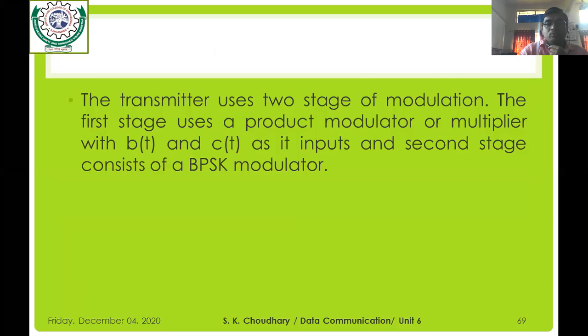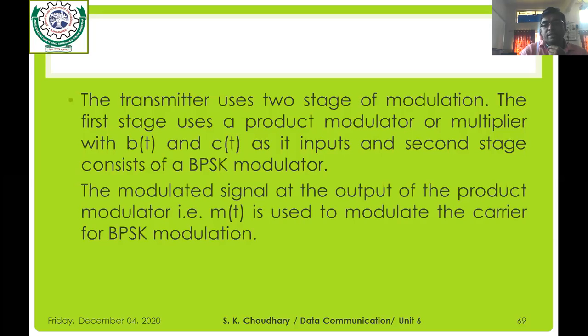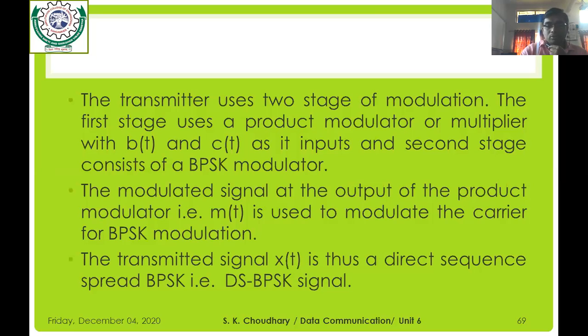Now the transmitter uses two stages of modulation. In the first stage we have the product modulator, where we multiply the data signal b(t) with the PN sequence c(t), and in the second stage we use a BPSK modulator. The output of this is x(t). It is nothing but a direct sequence BPSK signal, a DS-BPSK signal. Before this, in unit number 5, we saw only the BPSK. Now it is a direct sequence BPSK.